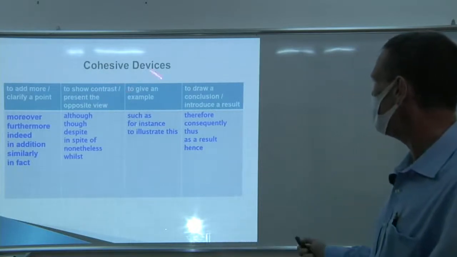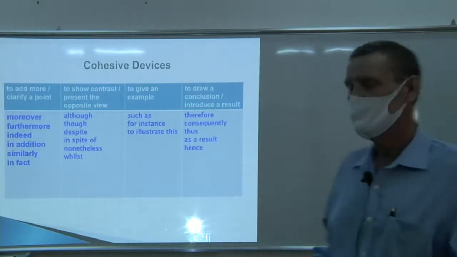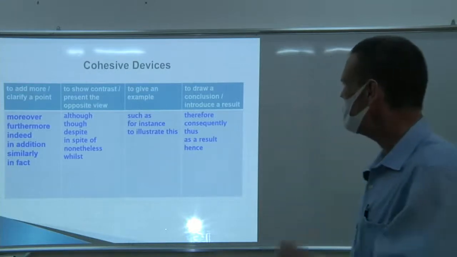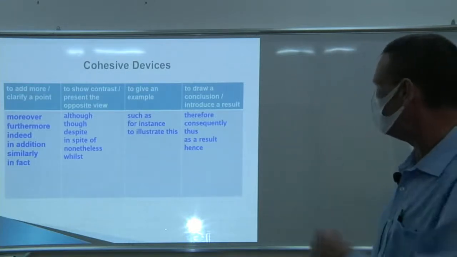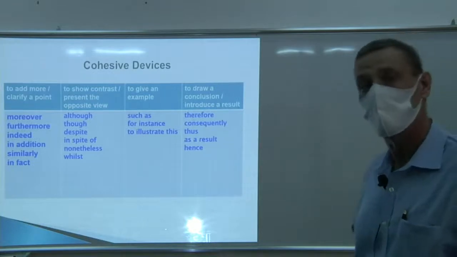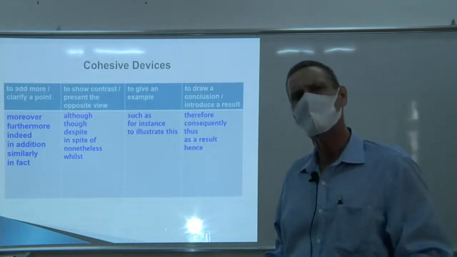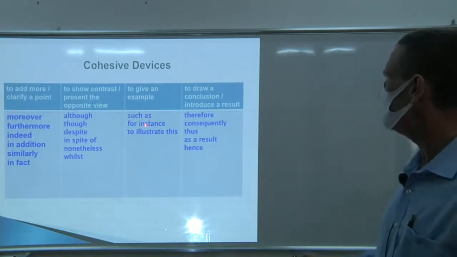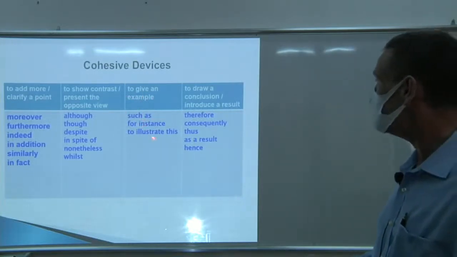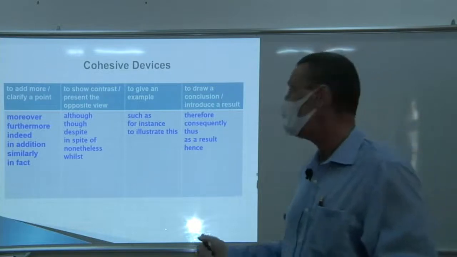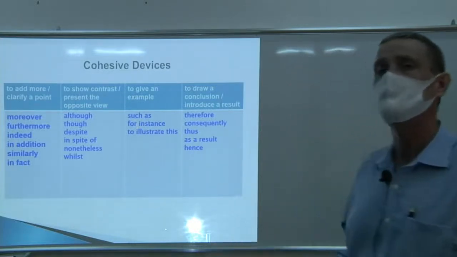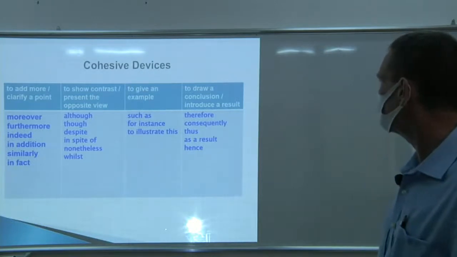To give an example, my favorite one, for example, yeah? But if we keep using for example again, we're repeating ourselves and we're going to lose points, and it's also just not an interesting read for our reader. To give an example, such as, for instance, instead of for example, I like that. That alone will help you. And then to illustrate this, a little bit more formal.